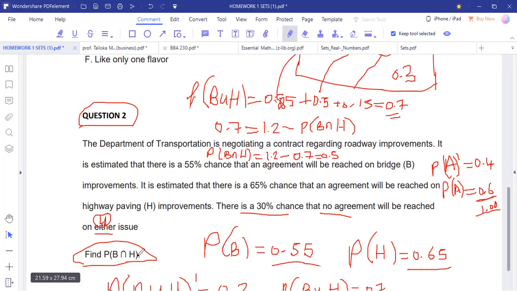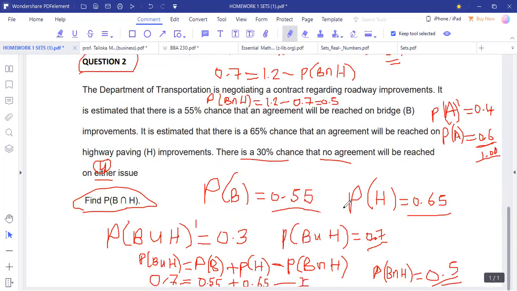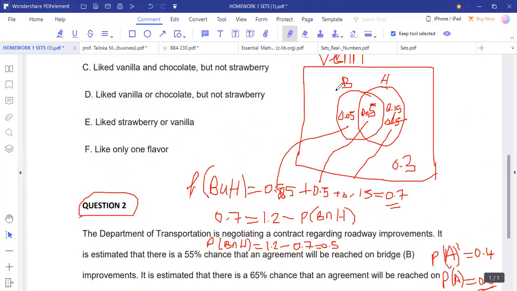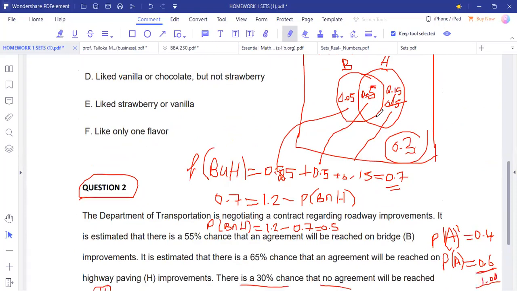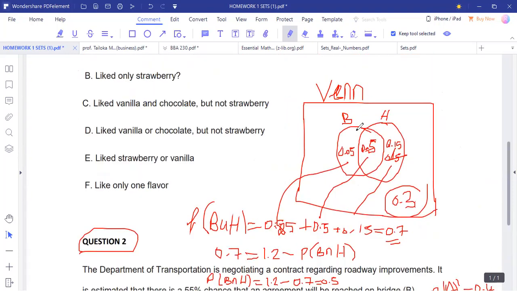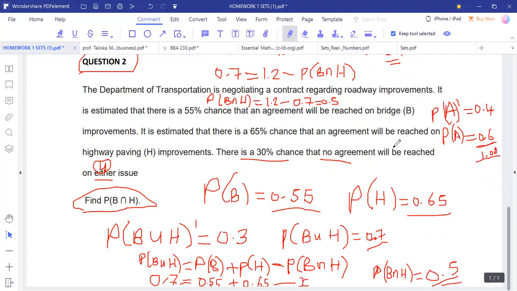So they wanted us to find the union set. Making the subtotal formula using that one, it is actually 0.5. So we have gotten 0.3 on either issue, meaning on B or H, there was 30%. Also you've seen in the Venn diagram, there's 0.3. Then for B or H, the union set, it's here, the 0.7, what is in B or H.